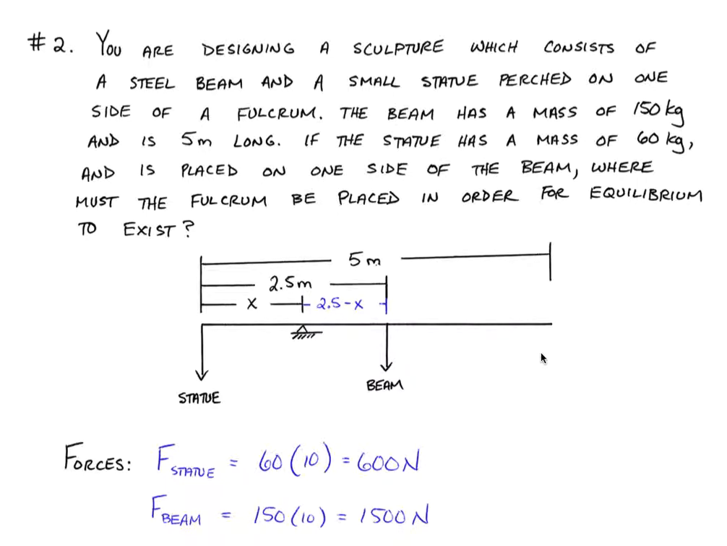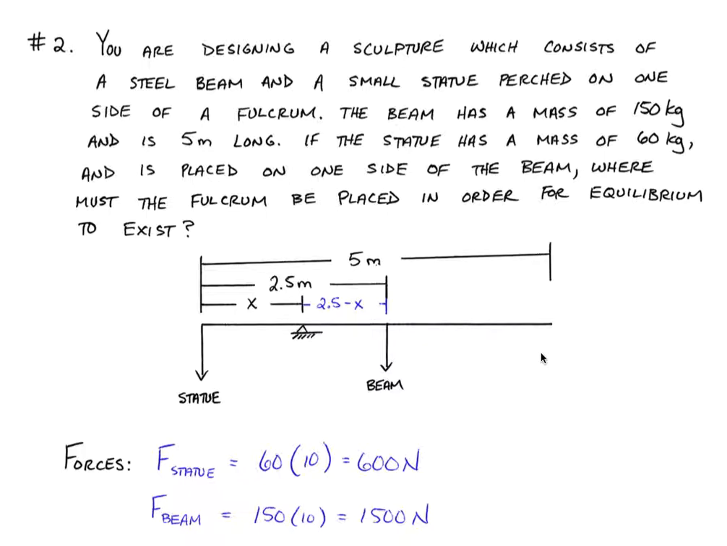Here we have a second example, a little bit trickier. You are designing a sculpture which consists of a steel beam and a small statue perched on one side of a fulcrum. The beam has a mass of 150 kilograms and is 5 meters long. If the statue has a mass of 60 kilograms and is placed on one side of the beam, where must the fulcrum be placed in order for equilibrium to exist?